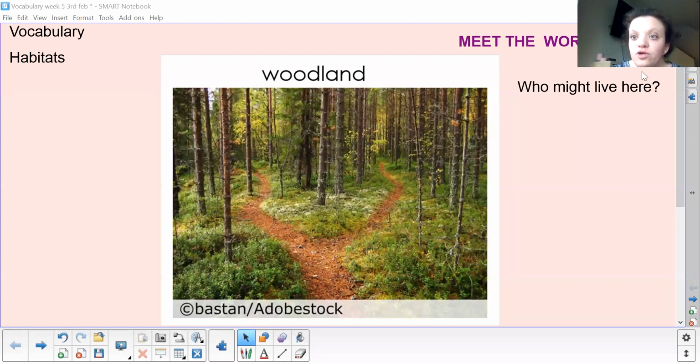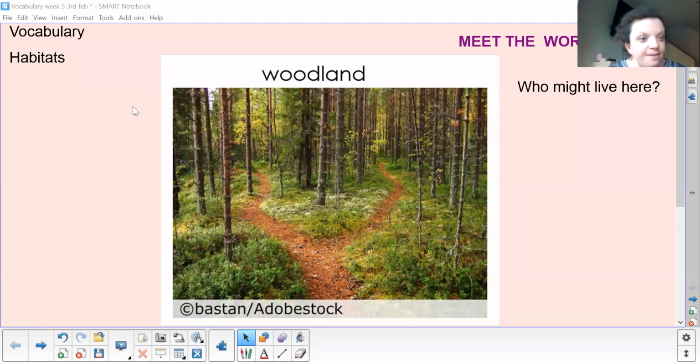We're going to be moving on to some new vocabulary words this week, and we're going to be looking at words all to do with habitats. Now, we're really lucky in Year 2 because we've already studied habitats in our science. So I think we'll be one step ahead on this unit, and there'll be lots of prior knowledge that we can draw upon to help us to understand what these words mean.